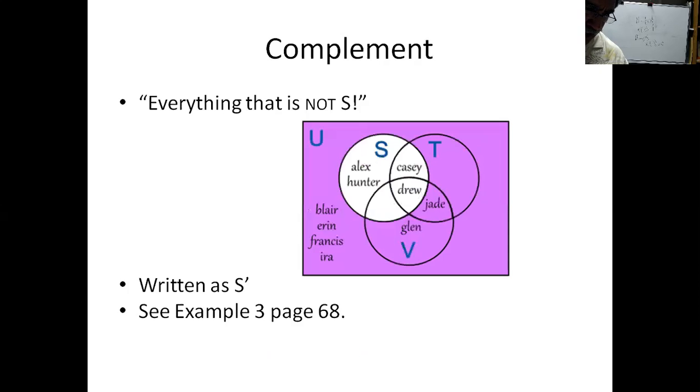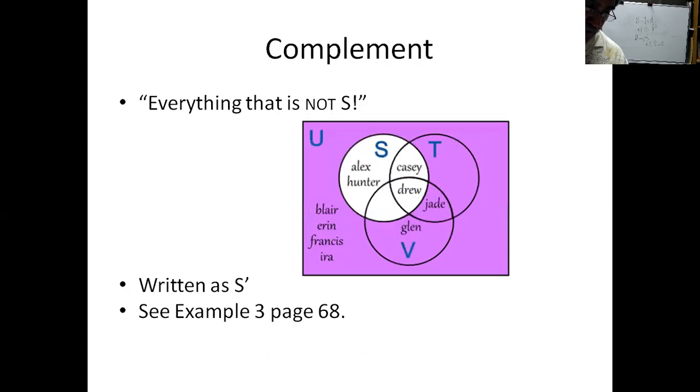If you want to find A prime, you have set U. Set U is 1, 2, 3, 4, 5, 6, 7, 8, 9. And set A is 1, 3, 4, and 7. Set A is a proper subset of set U. We want to find A prime. So whatever is not in A.